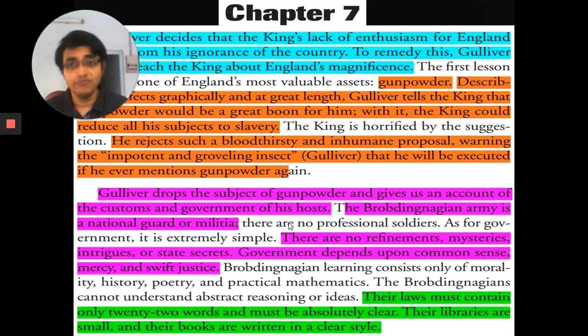So now moving on to the last chapter. Chapter 7 is actually very important here. The King critiques the entire British political system, and through this, the mouthpiece of the King, and through Gulliver, using Gulliver as a device, Swift is also critiquing the entire English monarchical system, the entire English executive and judiciary system.